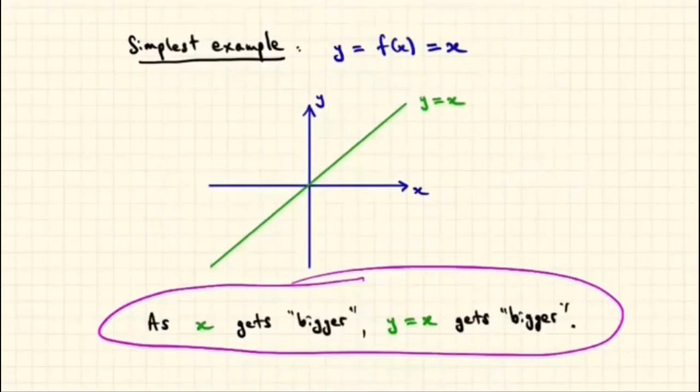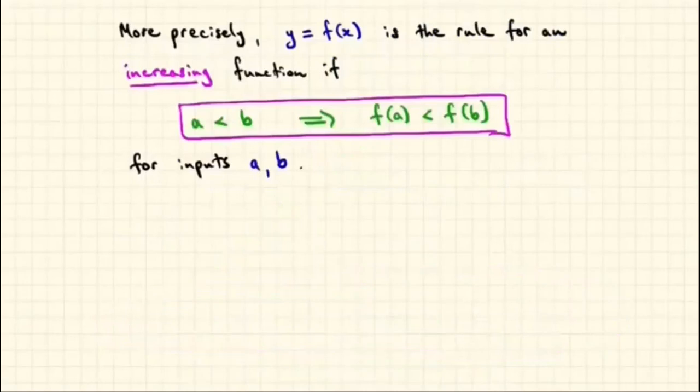A more precise definition involves the less than relation. If a and b are two numbers, and a is less than b, then b is bigger than a. Thus, y equals f of x is the rule for an increasing function if a less than b implies f of a less than f of b for inputs a and b. This makes precise the idea that as x gets bigger, going from a to b, then f of x also gets bigger, going from f of a to f of b.